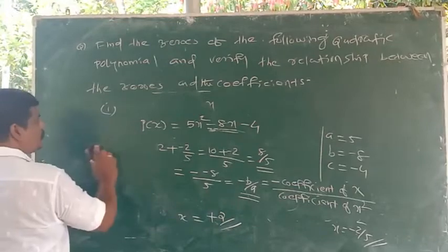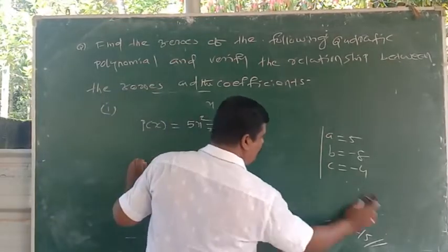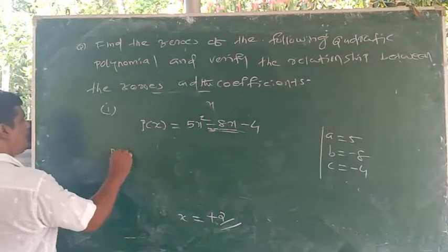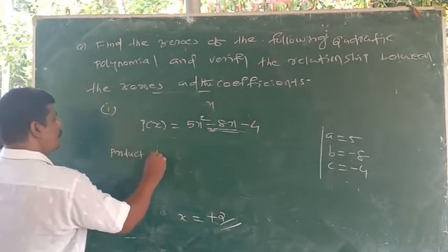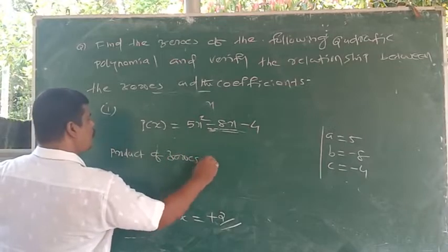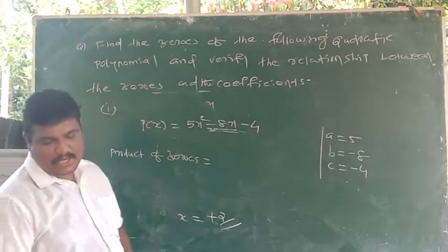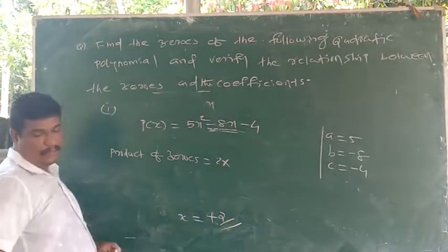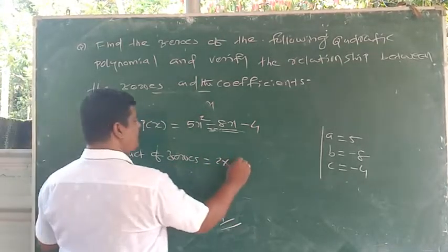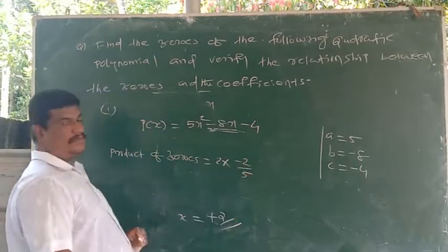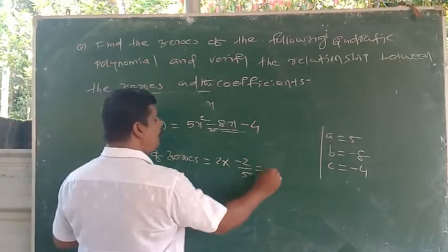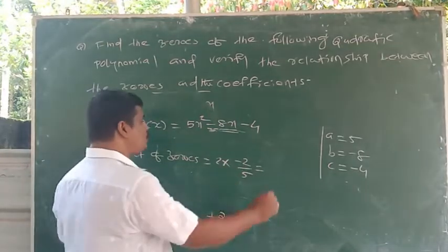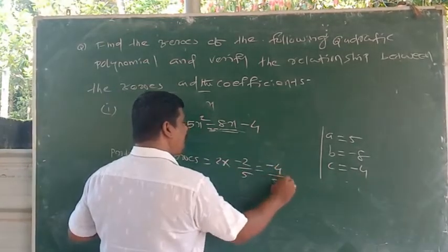Next, product of zeros. What are the zeros? 2 into minus 2 by 5. So what is 2 into minus 2 by 5? Fraction multiply: numerator into numerator, denominator into denominator. 2 into minus 2 is minus 4 by 5.